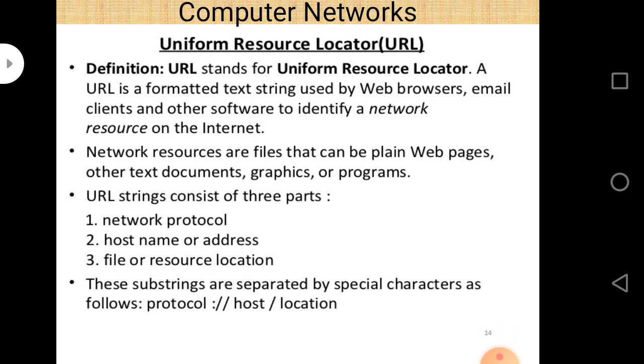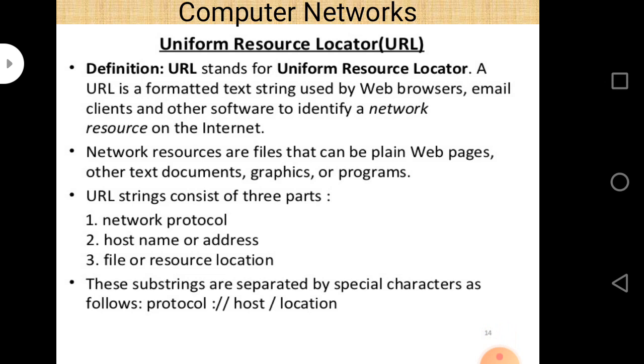URL basically stands for Uniform Resource Locator, and a URL is a formatted text string used by web browsers, email clients, and other software to identify a network resource on the network. And network resources can be plain web pages, other text documents, graphics, or programs.